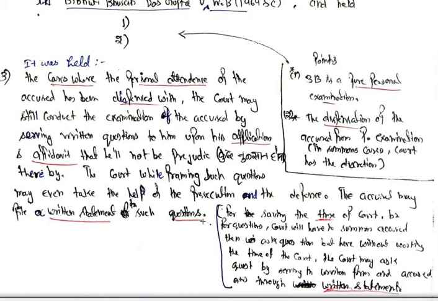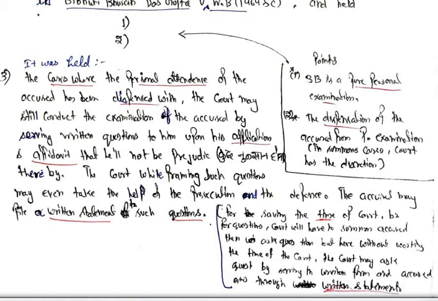Now what they have done by the amendment is that they generally declare it. It is not only when the attendance of the accused is dispensed with. By the amendment, they are not talking about only that condition where the accused's attendance is dispensed with. By the amendment, they are generally declaring that if the court deems fit, it can always come with written questions to the accused, and the accused can file the reply to those questions.